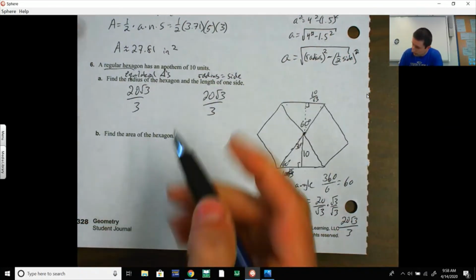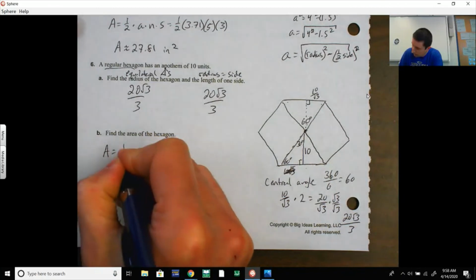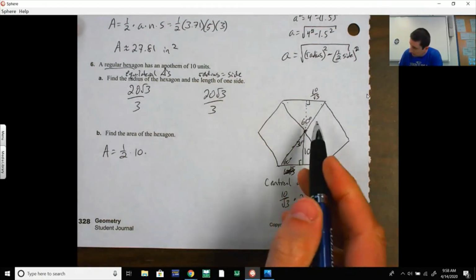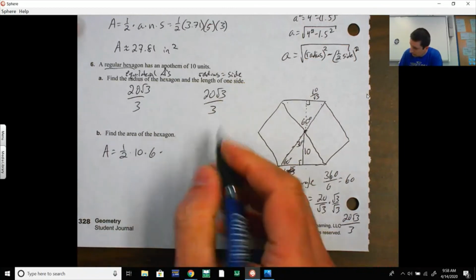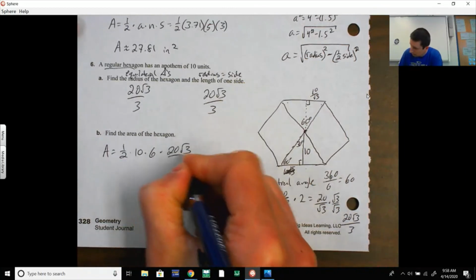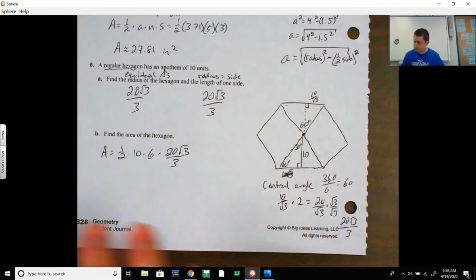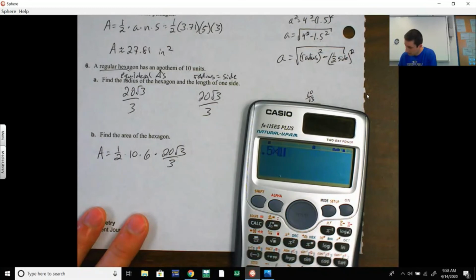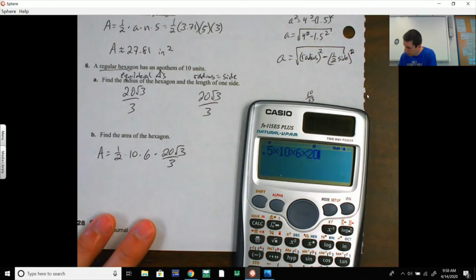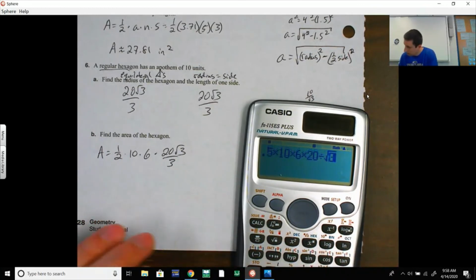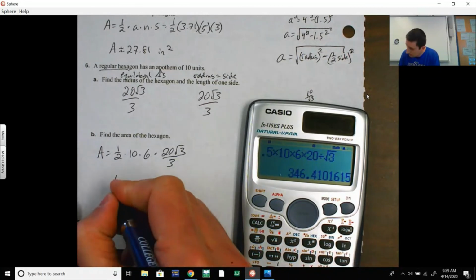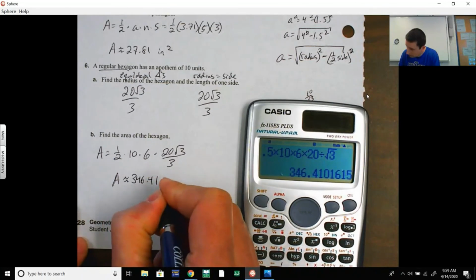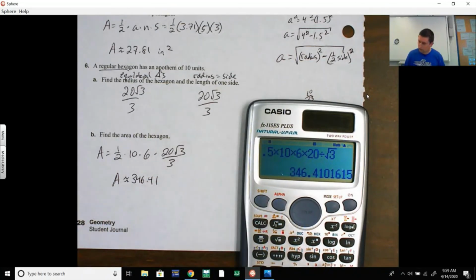Okay, so find the area of the hexagon. So area equals 1/2 times the apothem, which we know is 10, times the number of sides, which we know is 6, times the side of one length, which is 20 root 3 over 3, or 20 over the square root of 3. So we have 0.5 times 10 times 6 times 20 divided by, I'm just going to type it in like that. And we get 346.41 square units. We're just in units.